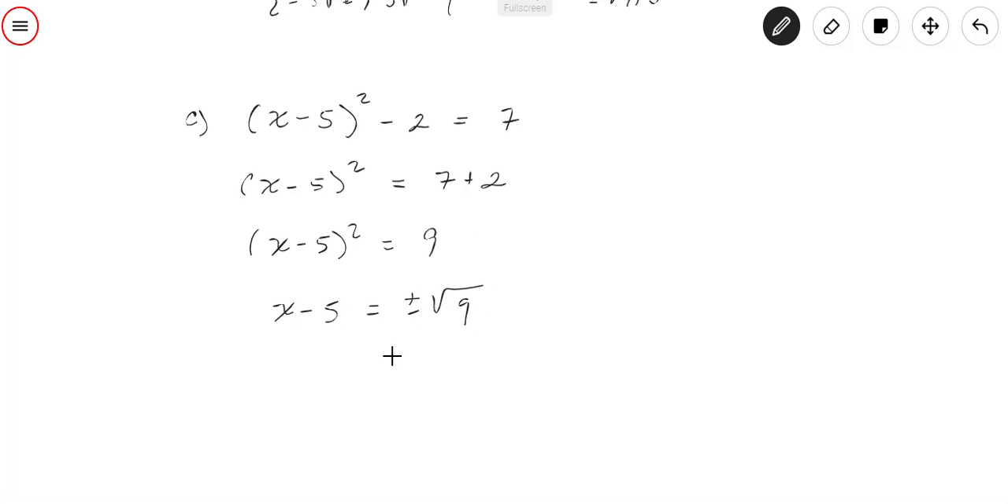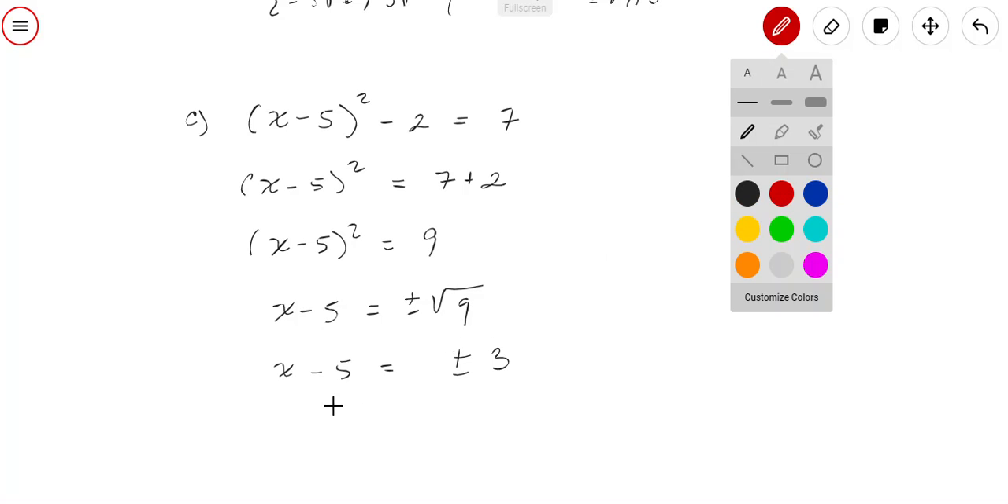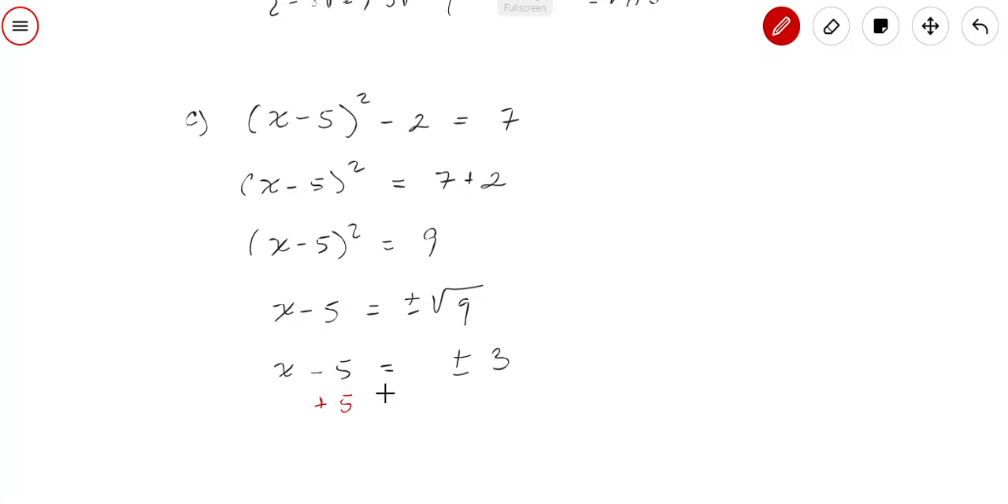Of course, 9 is a perfect square, so it will be x minus 5 equals plus or minus 3. So what are you doing now? You need to solve for x. So you will be adding 5 here, and you will be adding 5 here. Usually, it is a convention: you put the number that you are moving from the left side to the right side in this step in between the equal sign and the plus and minus symbols, right?